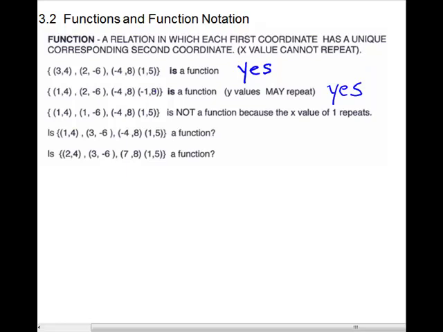Our next one, (1, 4), (1, -6), (-4, 8), and (1, 5). This one is not a function because the 1, as the x repeats, 1 goes with 4 and 1 goes with -6. So for every x, there has to be a unique corresponding y. This one is not a function. Our next one, (1, 4), (3, -6), (-4, ...), and (1, 5). Is this a function? No, because the 1 repeats. It goes with 4 and it goes with 5. So we say no. And our last one, (2, 4), (3, -6), (7, 8), and (1, 5). Does our x repeat? It does not. So this one is a function.